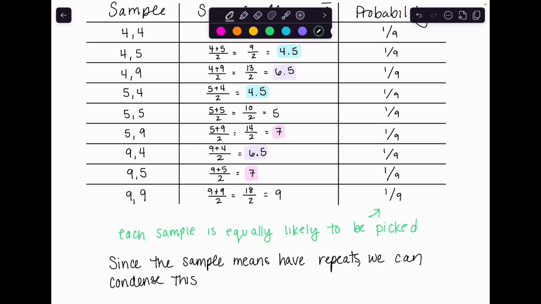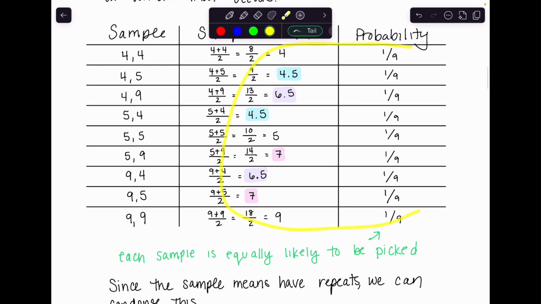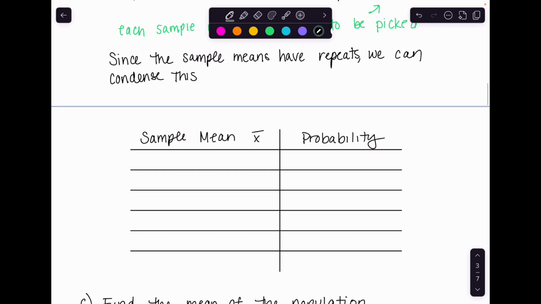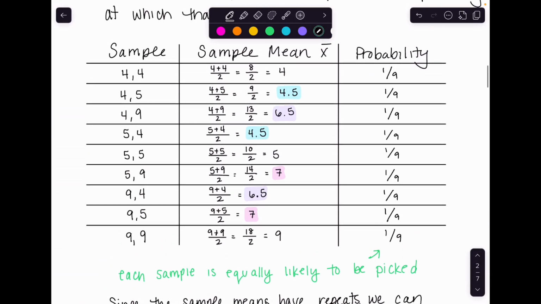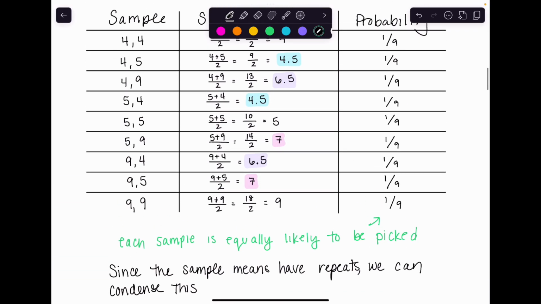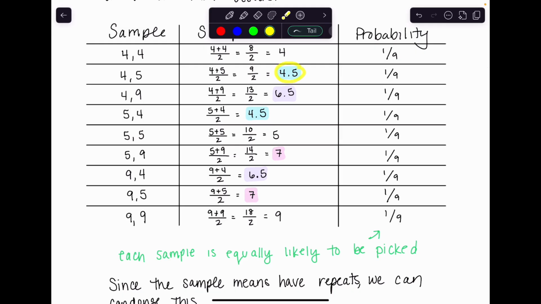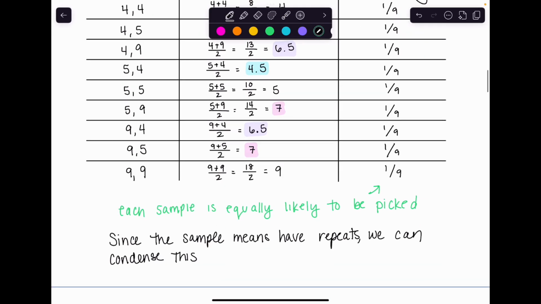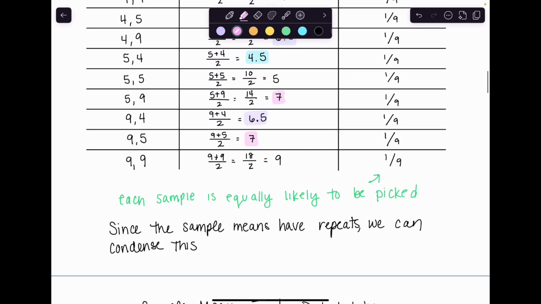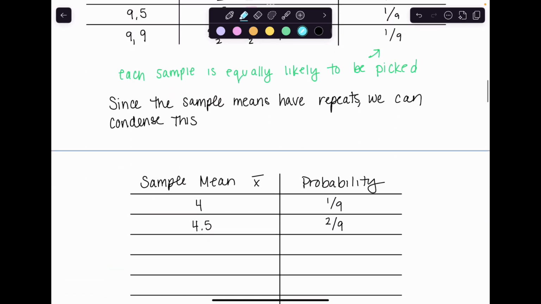And this table is actually going to give us a probability distribution. In reality, the previous one does too, but it's just not condensed. So I'm going to write all of my different sample means up here. My lowest value is 4, and that occurs 1 time, so it has a 1 in 9 probability. My next smallest value is 4.5, and that occurs twice, so the sample mean of 4.5 has a 2 in 9 chance of occurring. That comes from these ones highlighted in blue.